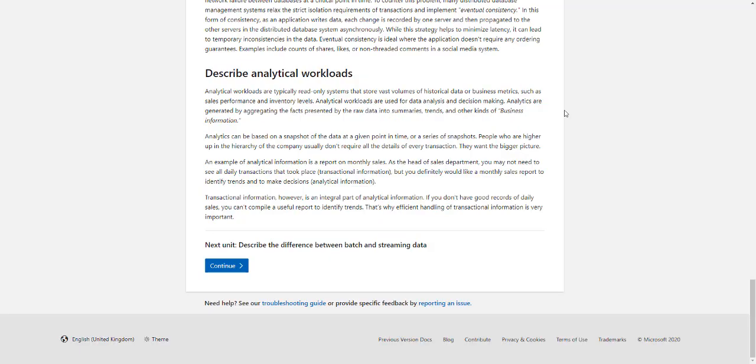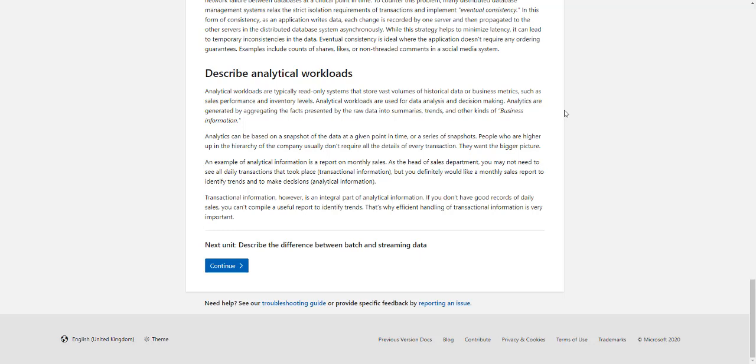Describe analytical workloads. Analytical workloads are typically read-only systems that store vast volumes of historical data or business metrics, such as sales performance and inventory levels. Analytical workloads are used for data analysis and decision-making. Analytics are generated by aggregating the facts presented by the raw data into summaries, trends, and other types of business information. Analytics can be based on a snapshot of the data at a given point in time, or a series of snapshots.